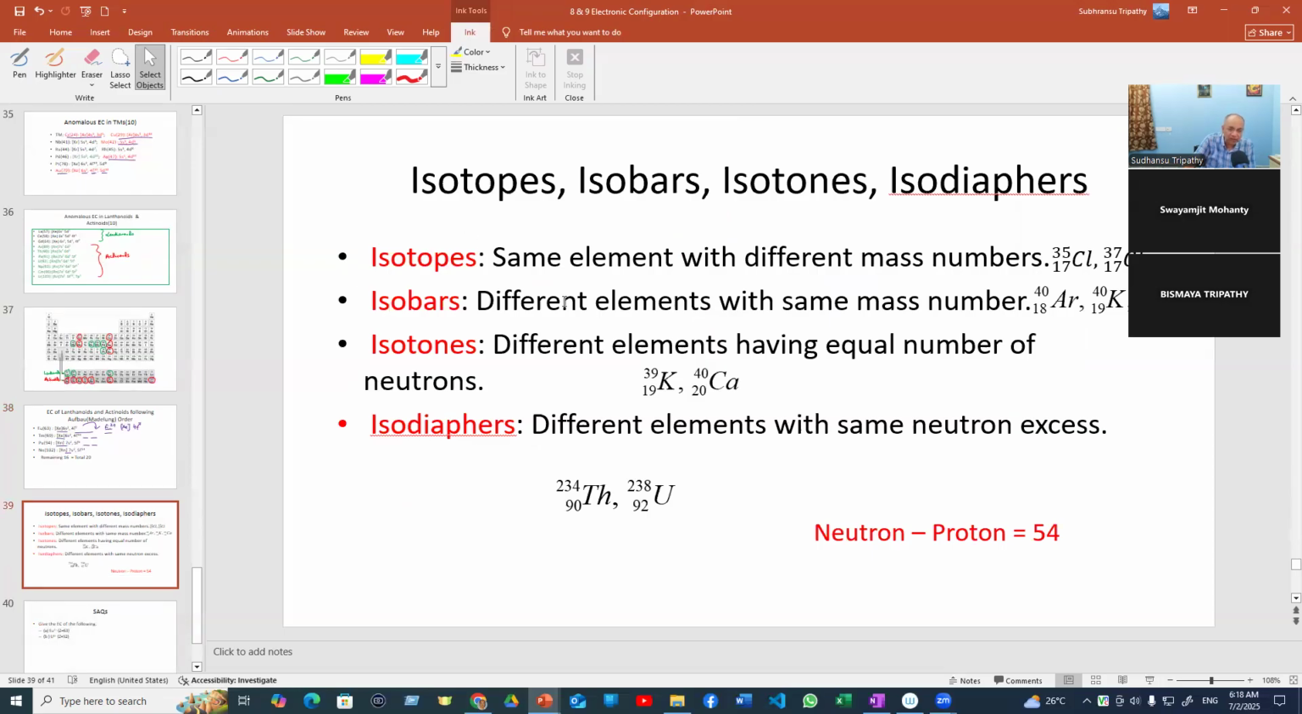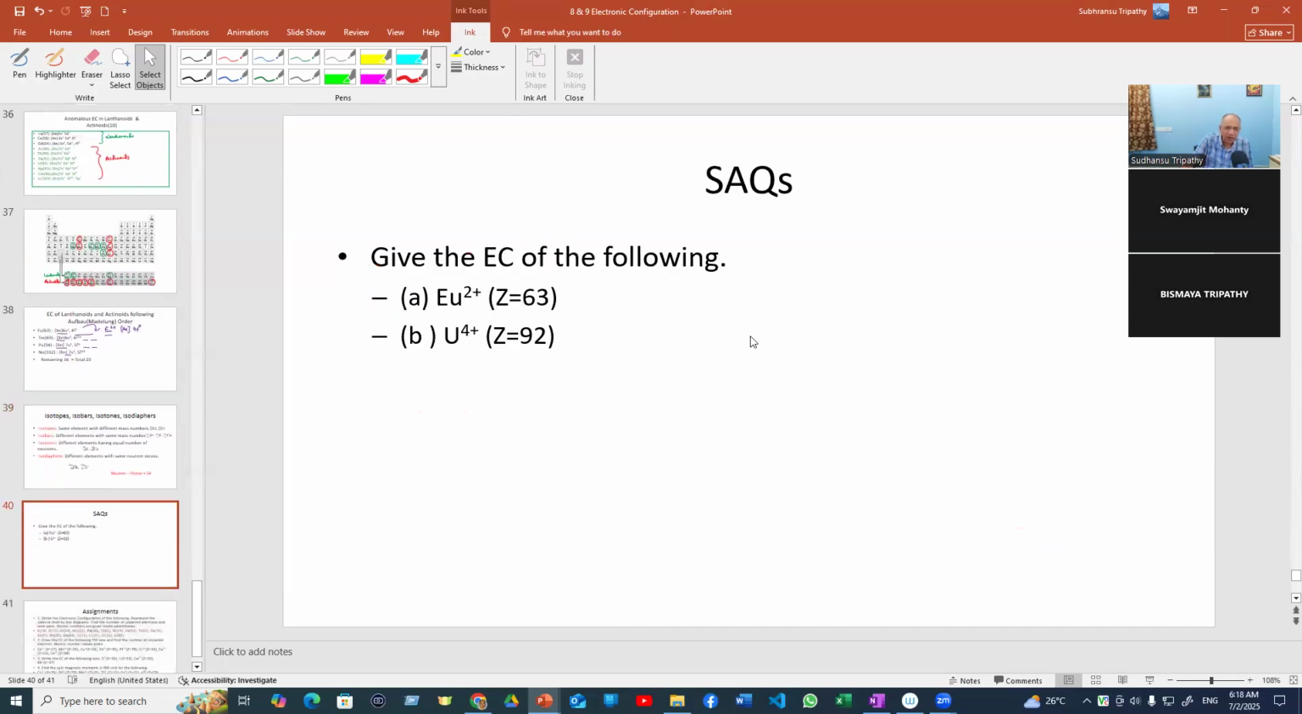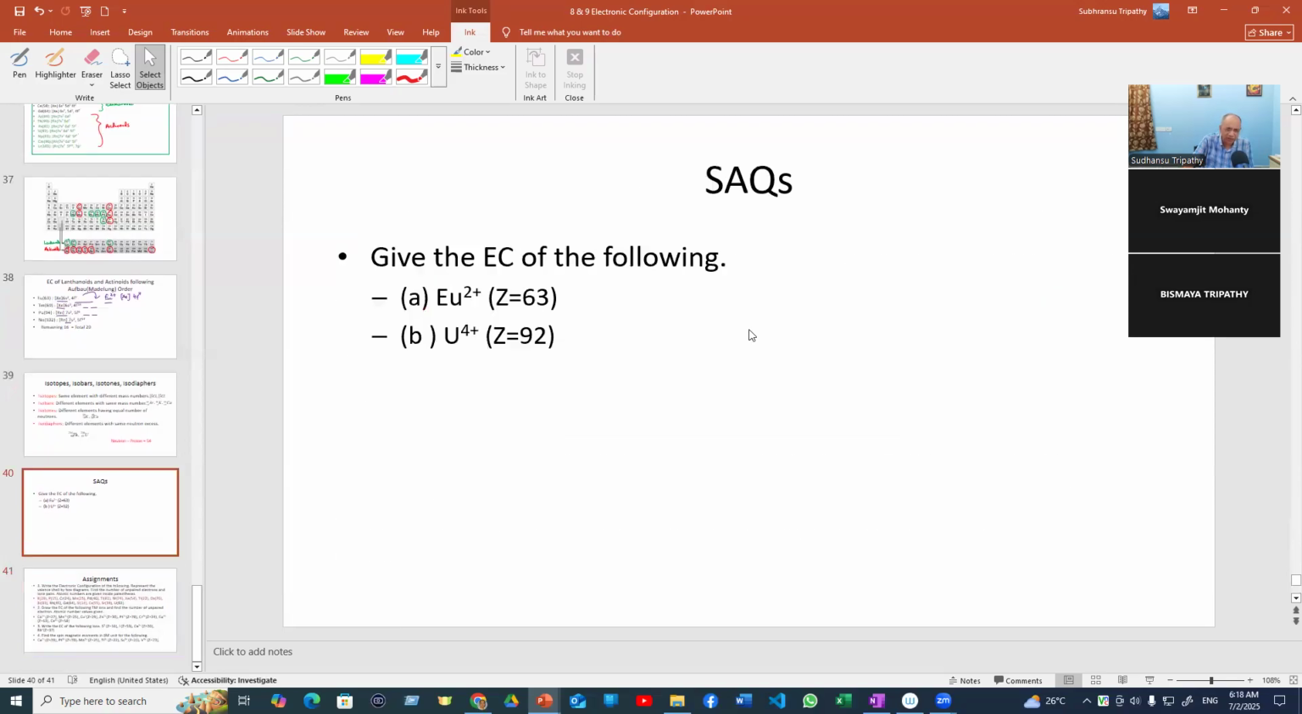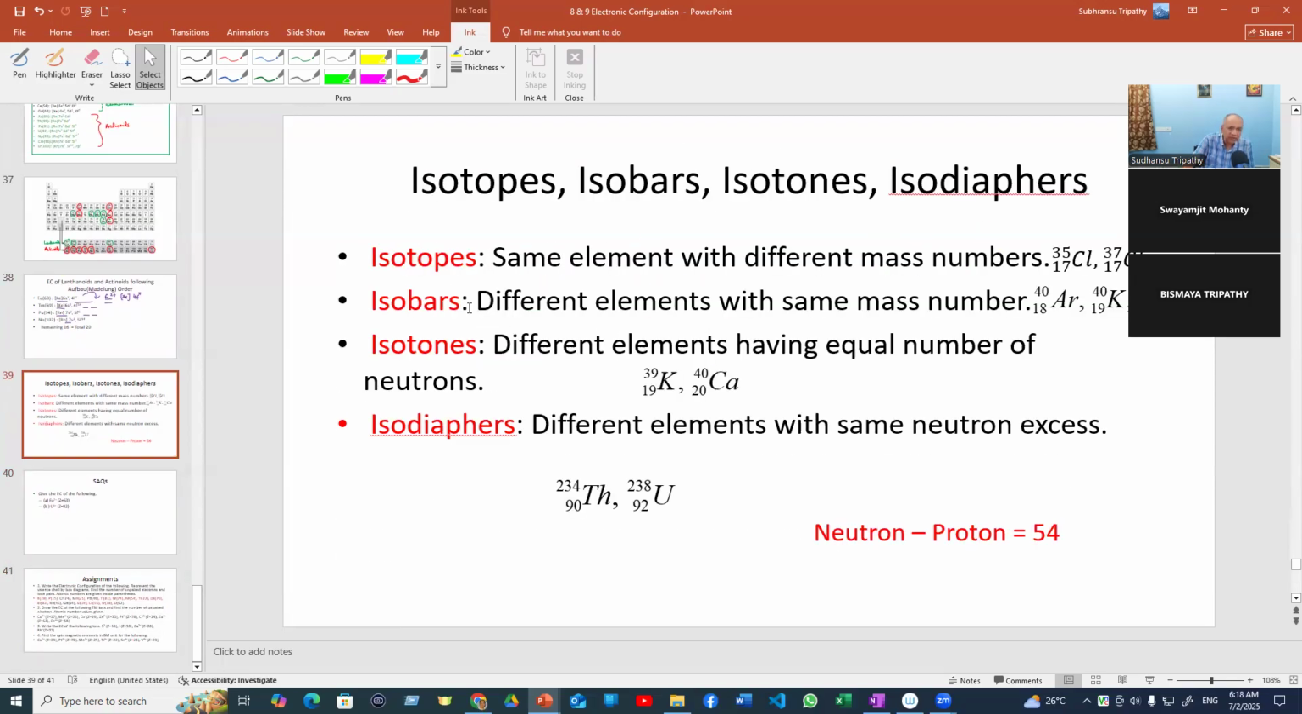Isotopes, some people say, isobars, some people say. I think we will close today's session, and after this you can read out and solve the assignment. Actually, it is finished, but let me quickly tell you. Isotopes you already know from childhood: same atomic number but different mass number, so they have different numbers of neutrons. Isobars have the same mass number but different atomic numbers, so they have different numbers of protons, but the mass number is the same. So what is the similarity?